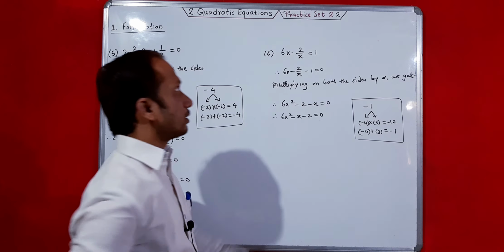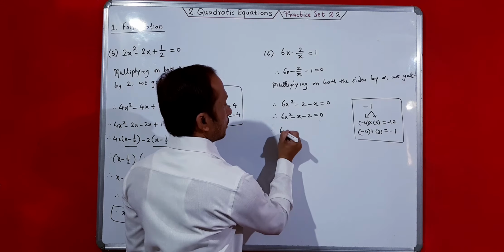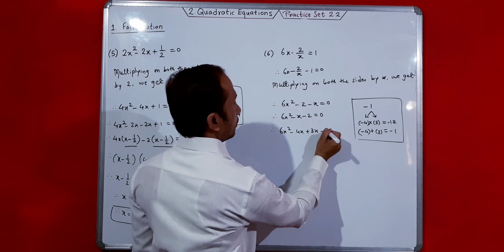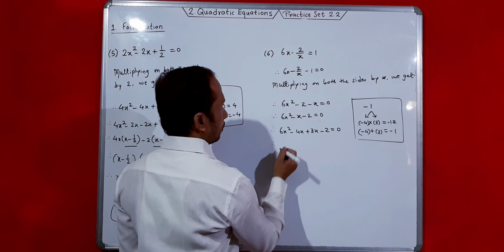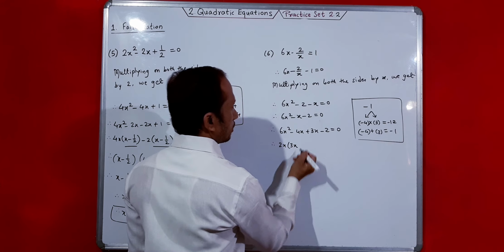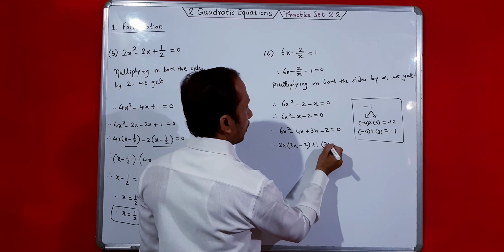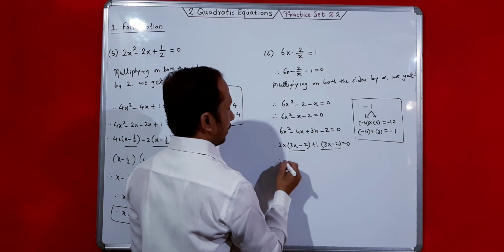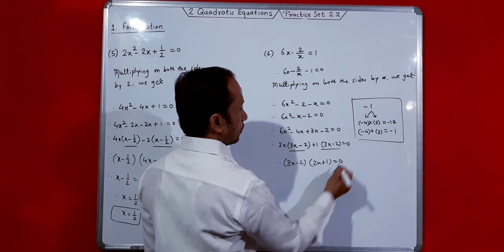So now we use these factors. One is plus, it will be minus on the LHS, don't forget. So therefore 6x square minus 4x plus 3x minus 2 is equal to 0. Now take what you can take out of the bracket. You take 2x, so it will be 3x minus 2. Take plus 1, 3x minus 2 is equal to 0. So this is common, take out of the bracket 3x minus 2 and 2x plus 1 is equal to 0.